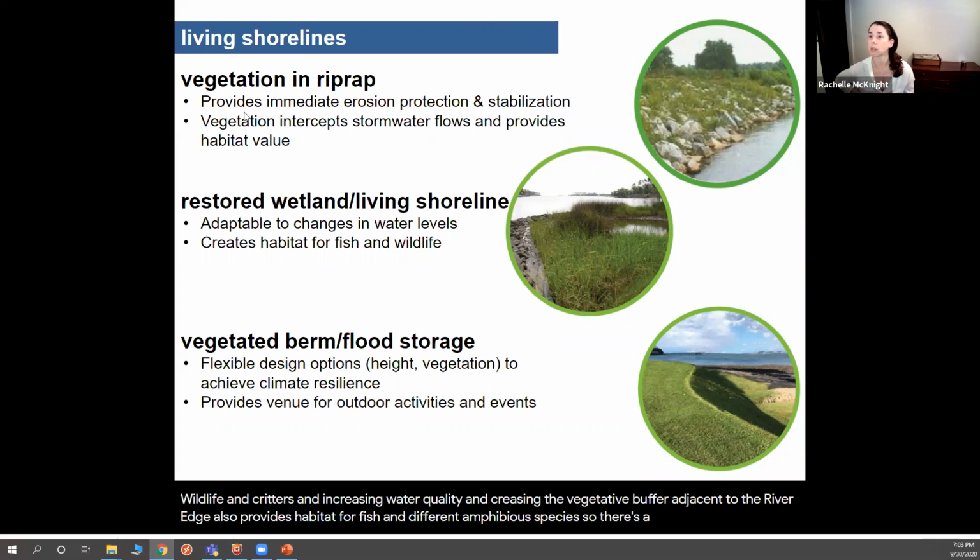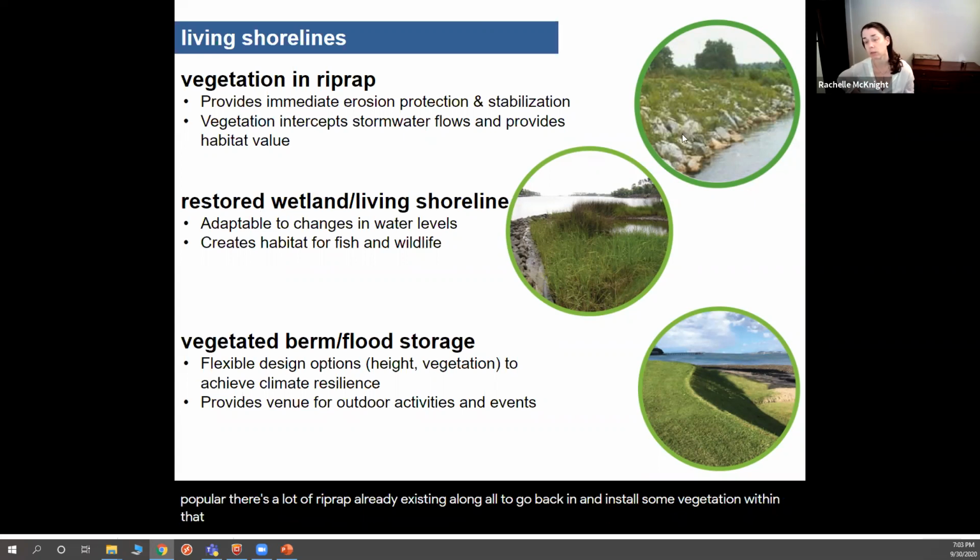So there's a couple of different options we look at when we're discussing living shorelines. Vegetation and riprap tends to be very popular. There's a lot of riprap already existing along the Albany riverfront. There is a potential to go back in and install some vegetation within that riprap, which not only provides more flood protection, but also just increases overall plant biodiversity along the shoreline.